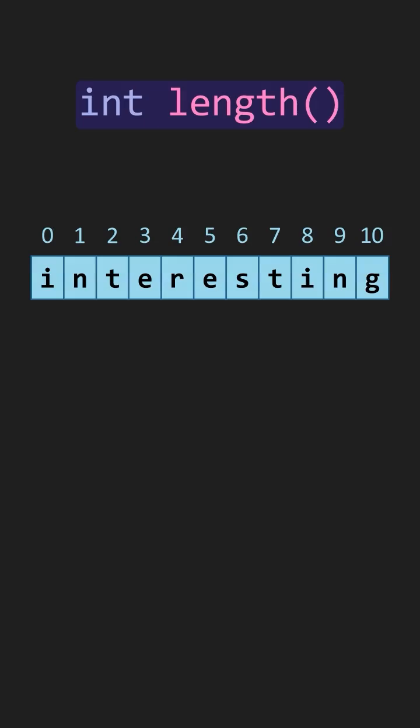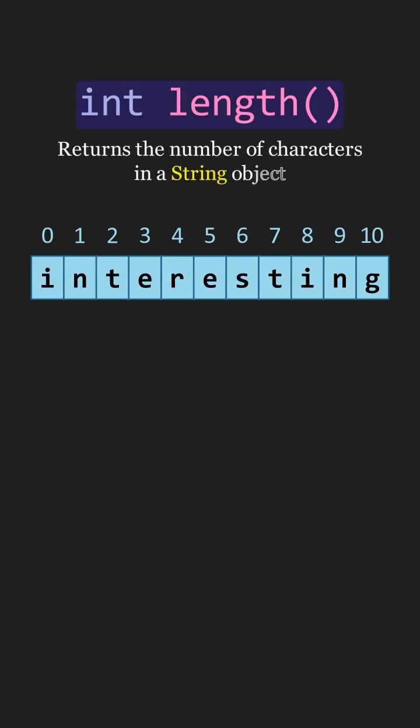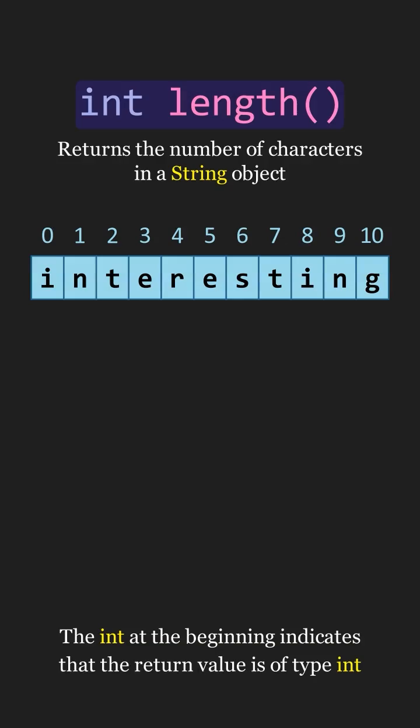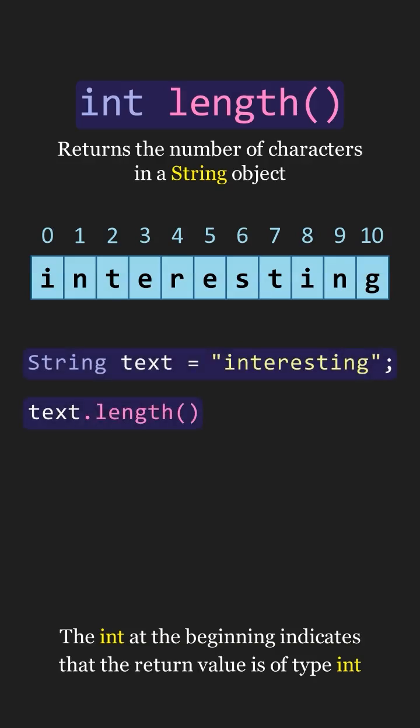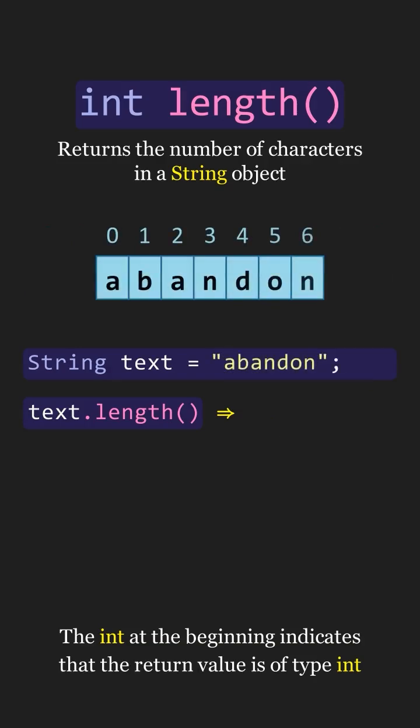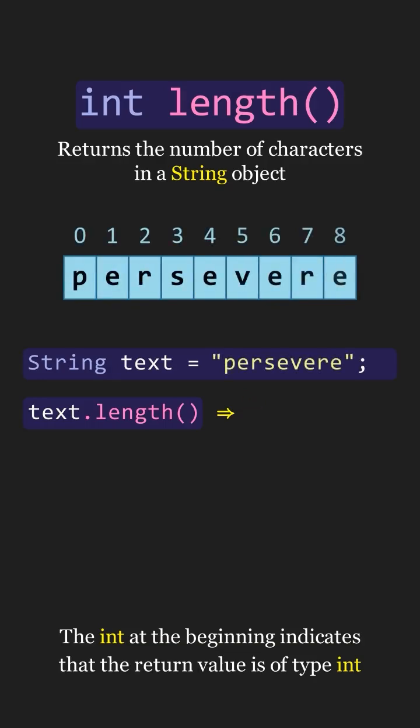First is the int length method, which returns the number of characters in a string object. The int at the beginning indicates that the return value is of type int. For example, when String text is "interesting", text.length is 11. When text is "abandon", length is 7. When text is "persevere", length is 9.